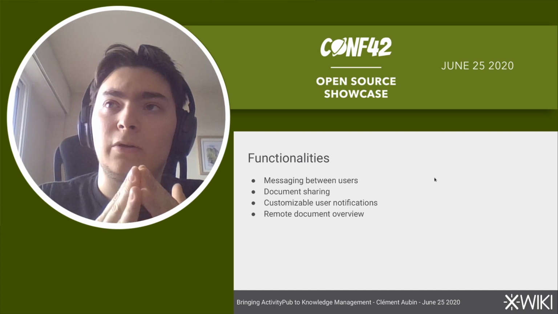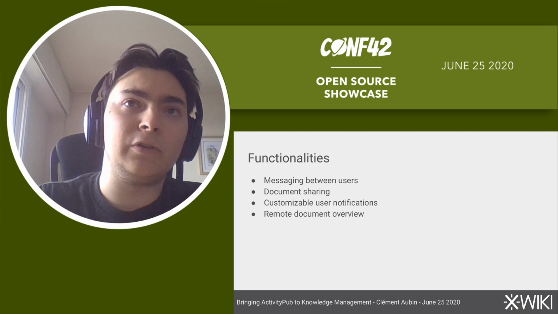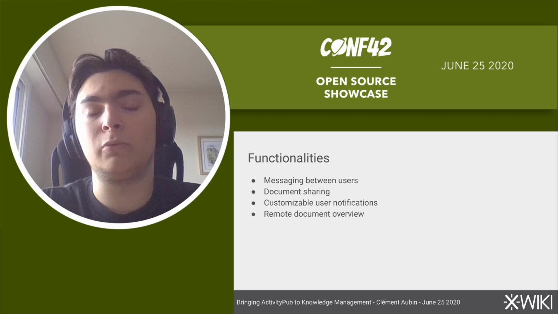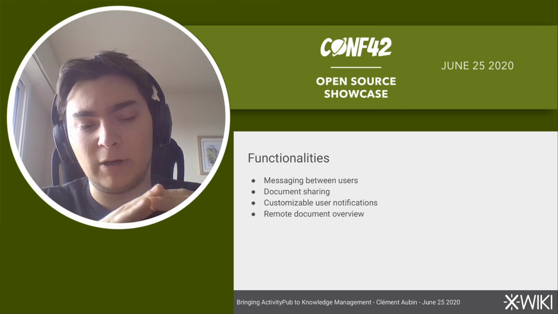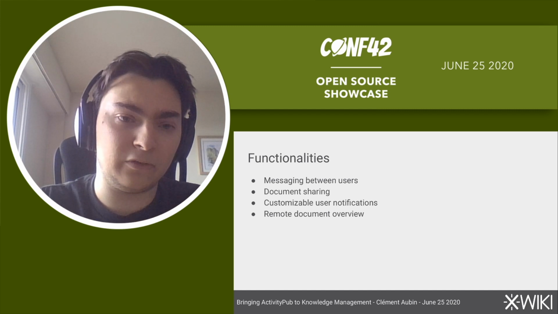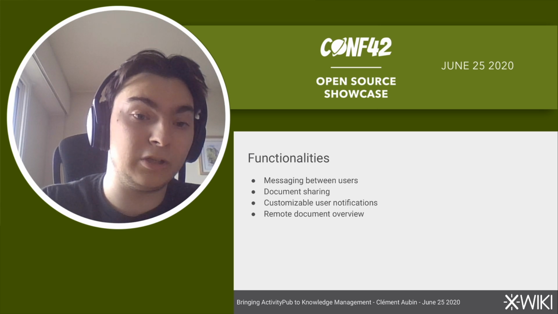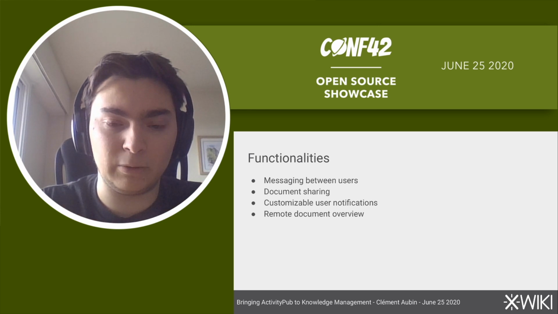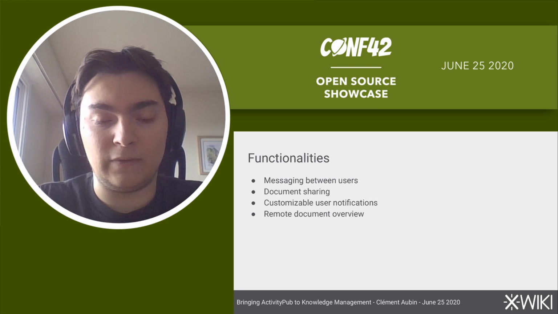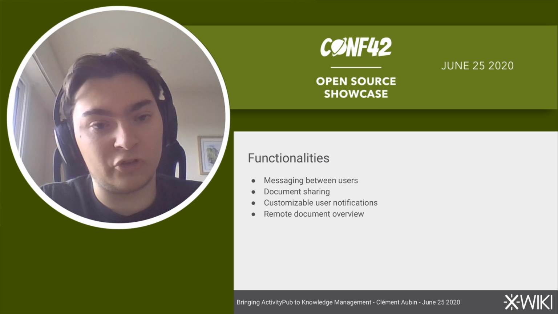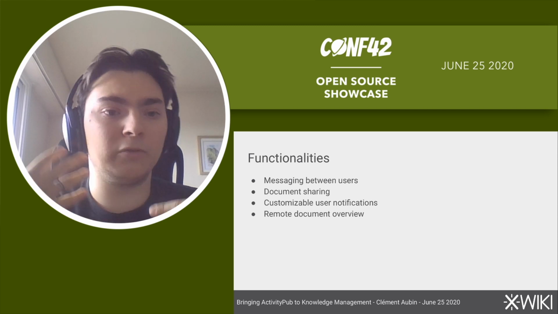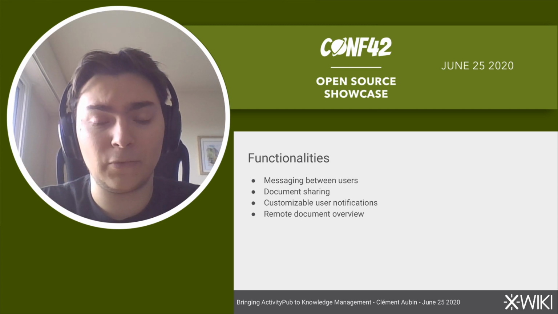So if we look at the functionalities that we have currently, and that we will see in the demo just after, what we provide is the possibility to have messaging between users. That is, one user sends a message from one wiki to another, which is basically the default implementation of ActivityPub, what ActivityPub was made for initially. Then the possibility to share documents. From one instance, I can share a document to another instance so that a user can see it, maybe a follower can see it, for example.